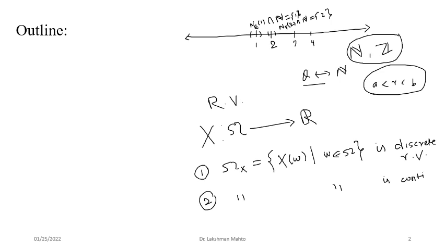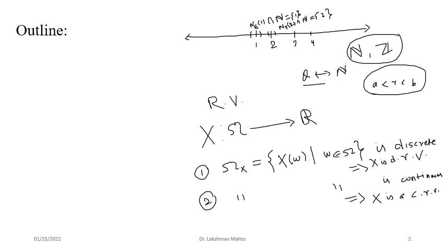If it is discrete, it implies X is a discrete random variable. If this one is continuous, suppose it's continuous, it implies X is a continuous random variable.